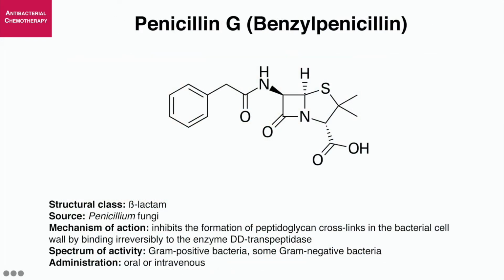Now we will look at some representative examples of antibiotics from different structural families. Penicillin G is a beta-lactam family antibiotic that targets bacterial wall synthesis by inhibiting the formation of peptide crosslinks between glycan chains.